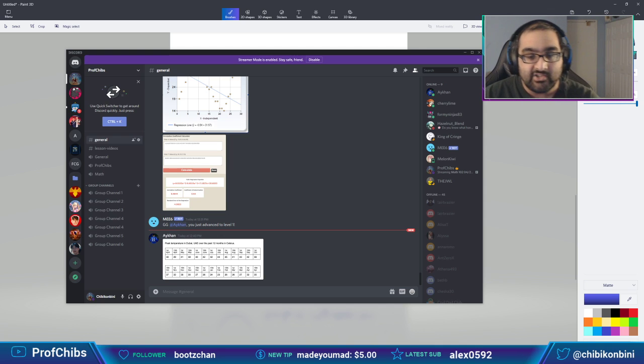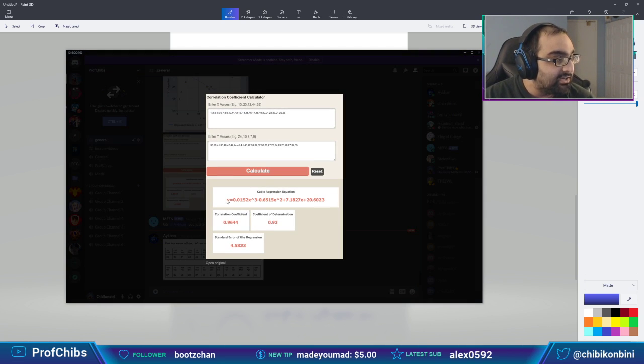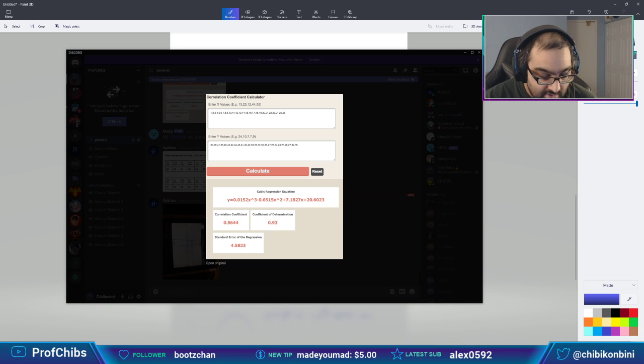It's not x. Aiken, hold up a second. Go back here for a second. This function is what you need. So you need to have it as y equals ax cubed, so it has to look like this: ax cubed plus bx squared plus cx plus d. Okay? That's what you should have.